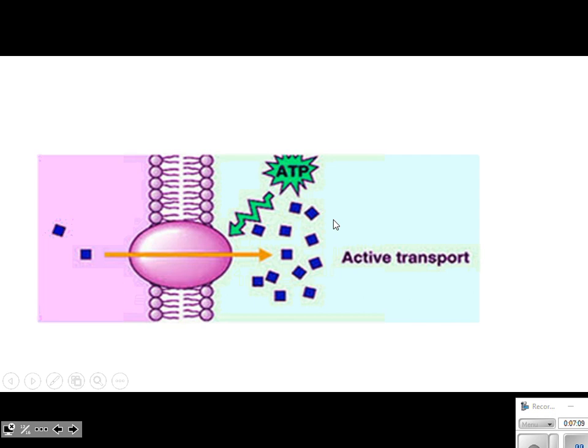Okay? Now, what does that have to do with endocytosis and exocytosis? Well, ladies and gentlemen, both endocytosis and exocytosis are active transport. Okay? They're actively transporting. So that number one tells you what about either one of those processes? We need energy. Okay? We need energy no matter which one it is.